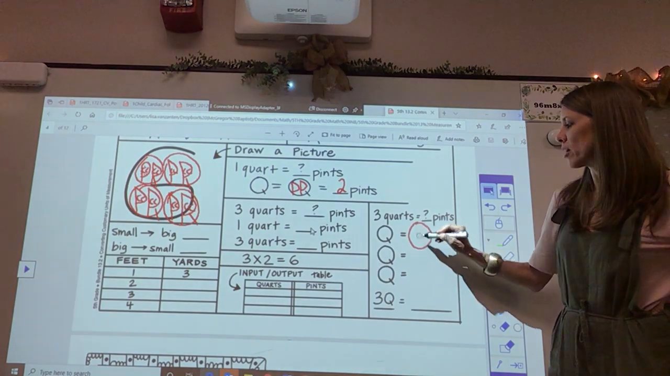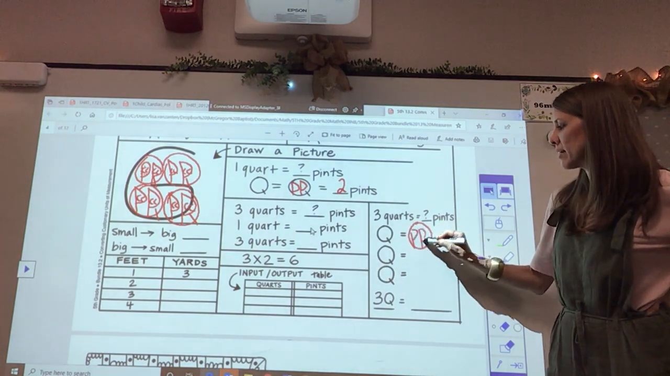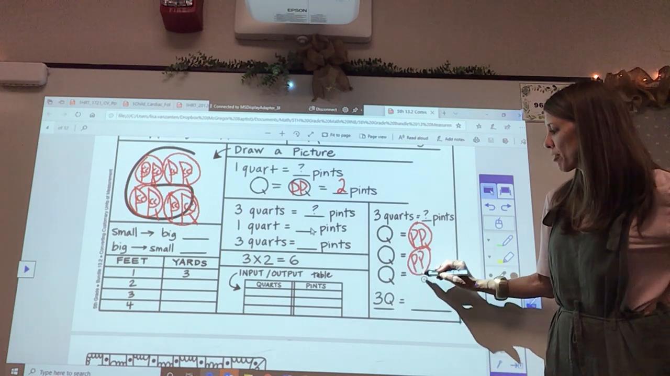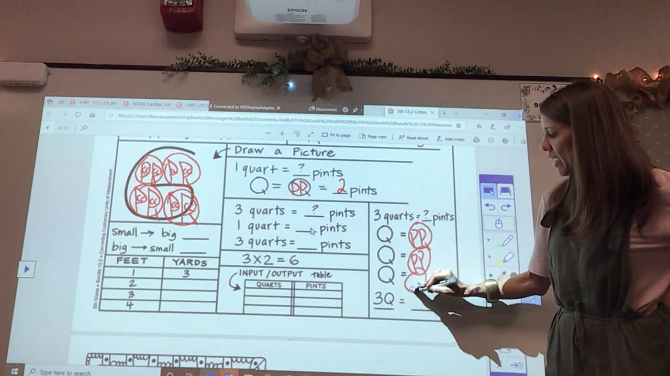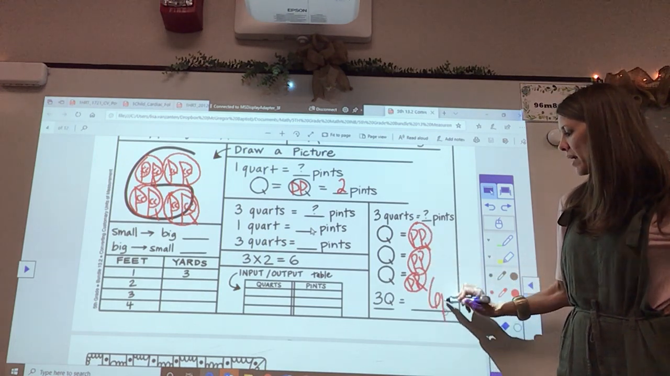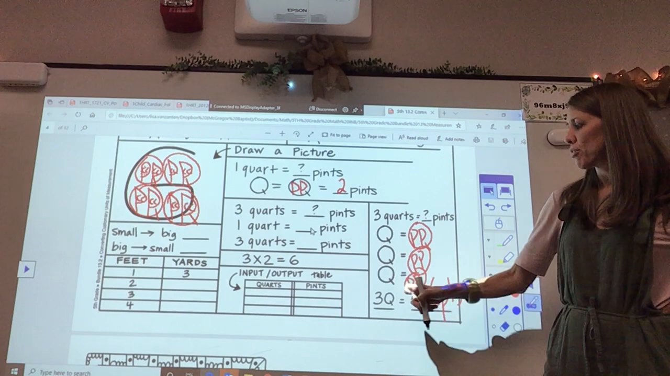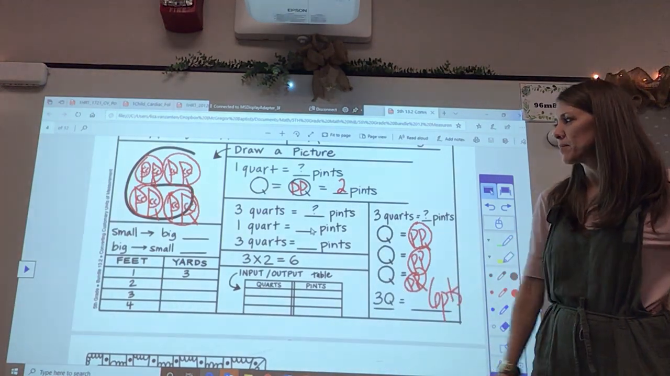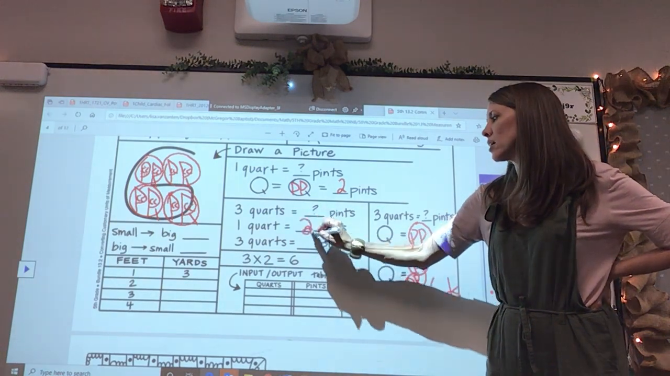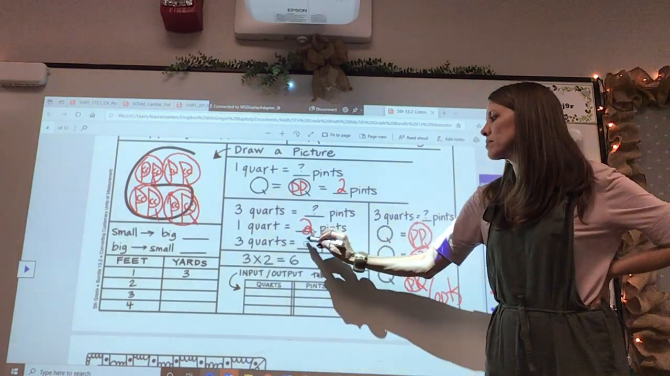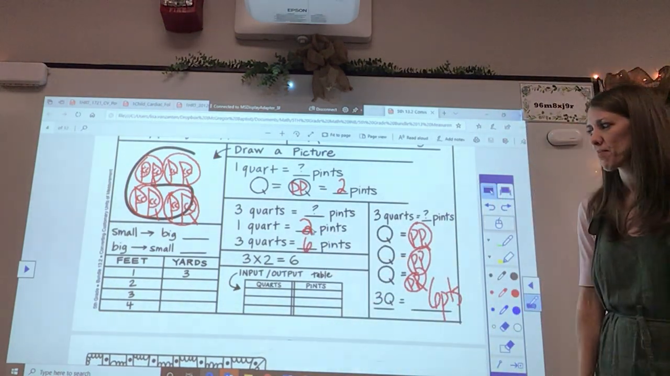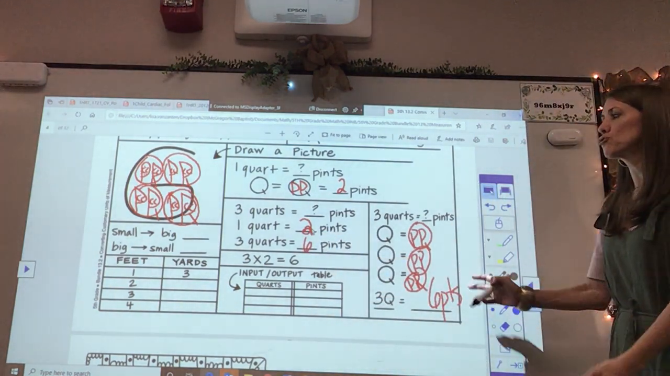Well, here's 1 quart, and we'd have 2 in there. Here's 2 quarts, and we'd have 4 in there. And now we have our third one. Whoops, I got a little bit big here. And we have 2 in there. So we have 2, 4, 6 pints in 3 quarts, right? We know that 1 quart equals 2 pints, so 3 quarts equals 6 pints. That is one way to do it, to draw a picture.